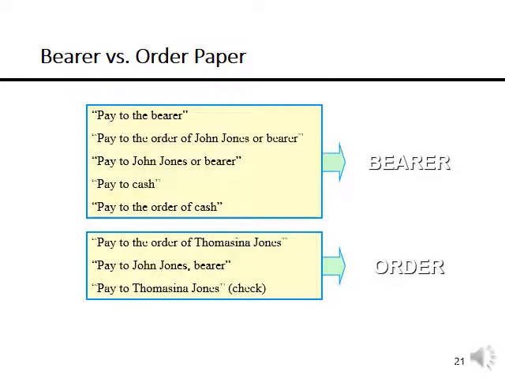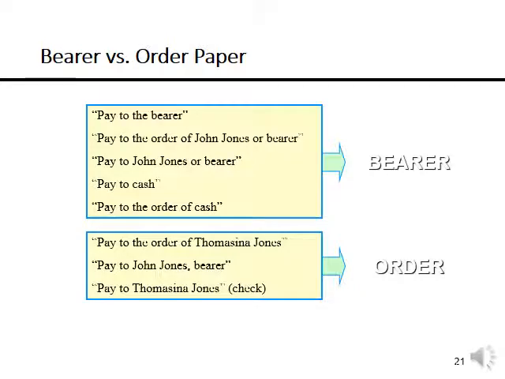Pay to John Jones, comma bearer, that basically is different from or bearer, and sometimes students get that confused. Pay to John Jones, comma bearer means that the only bearer or holder of that instrument is John Jones. Pay to John Jones or bearer means that John Jones is the holder or whoever holds it or whoever bears the instrument. So pay to John Jones, comma bearer is order.